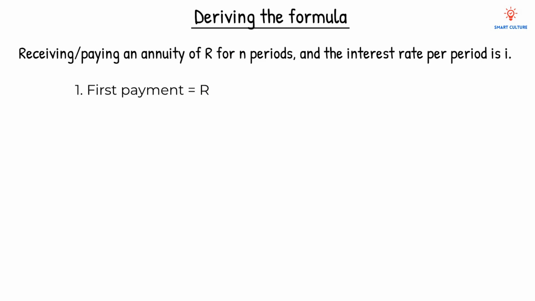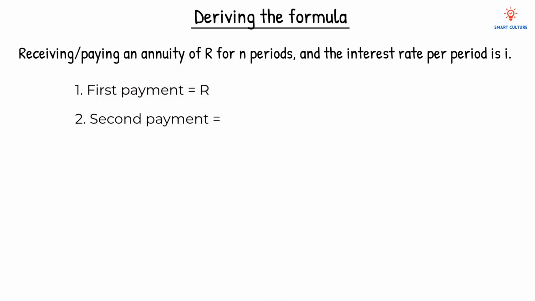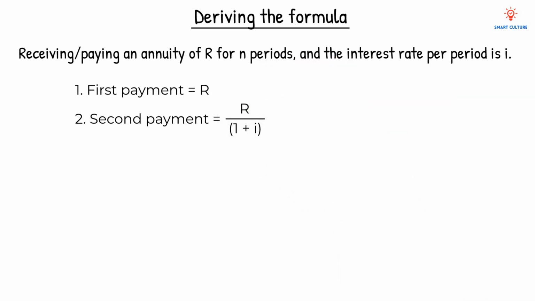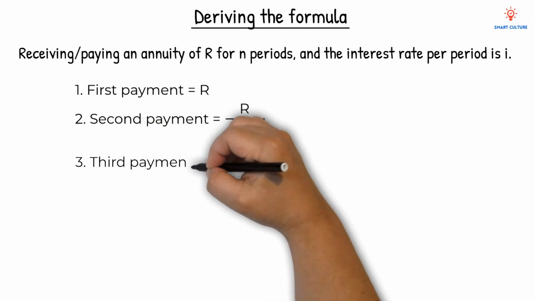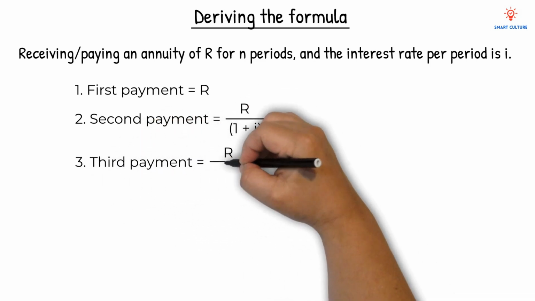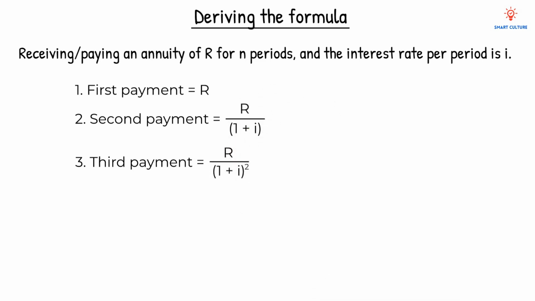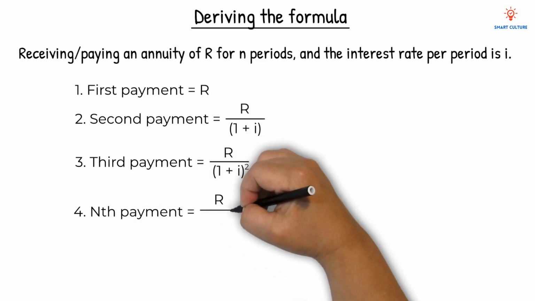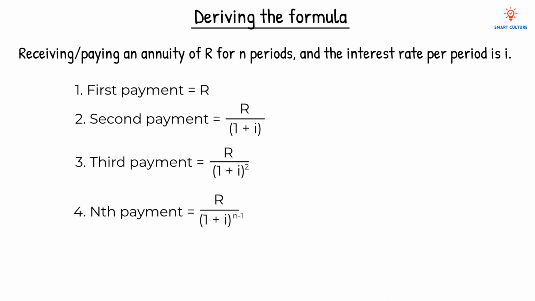The present value of the second payment, in other words 2 periods from now, will be R over 1 plus I. The present value of the third payment, 3 periods from now, will be R over (1 plus I) squared, and so on. The present value of the nth payment will be R over (1 plus I) to the power of n minus 1. Now, what we'll do is sum the present values.